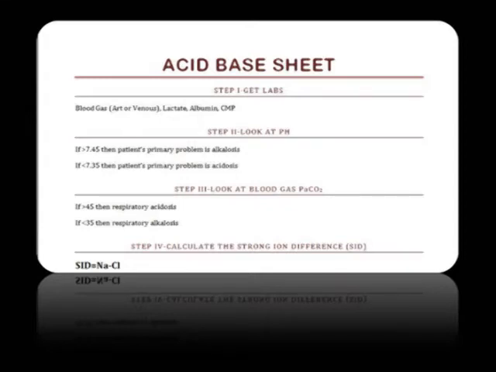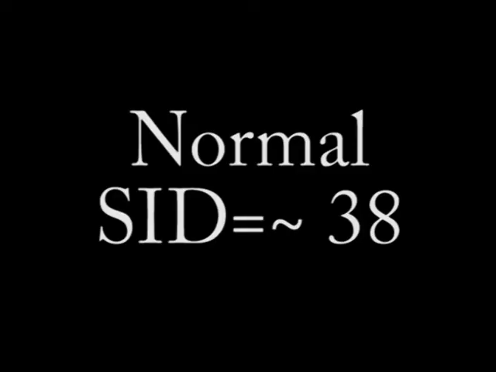So step 4 is calculating the strong ion difference, and all you do is you subtract your chloride from your sodium. If it's less than 38, then they have a strong ion difference contribution to their acid-base problem. And since we said the normal difference between sodium and chloride is 38, so a normal sodium 140 and normal chloride about 102, difference between them 38, if that difference is smaller, it means the patient has an acidosis. And we could call it a strong ion acidosis, or we could call it a hyperchloremic acidosis.